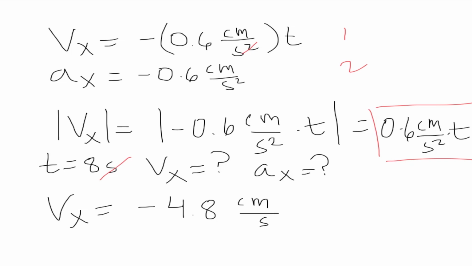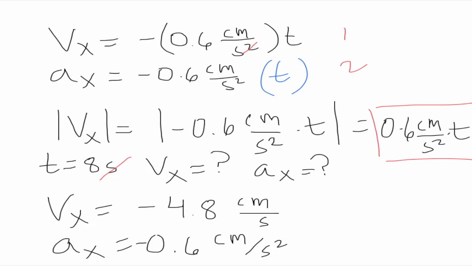And for the acceleration, a of x, that would be negative 0.6 centimeters per second squared. So there's no change for acceleration, because as you can see, there is no time factor in here, so you can just omit it. And that is all I wanted to cover in this video.